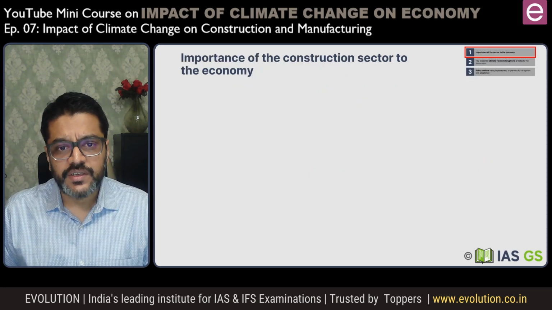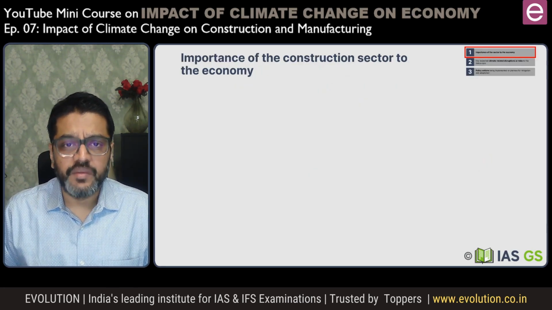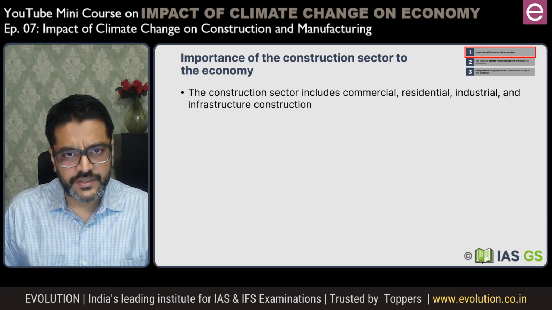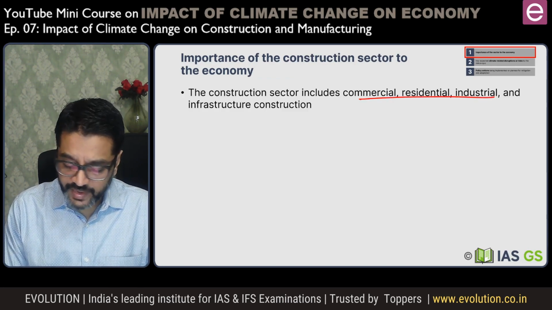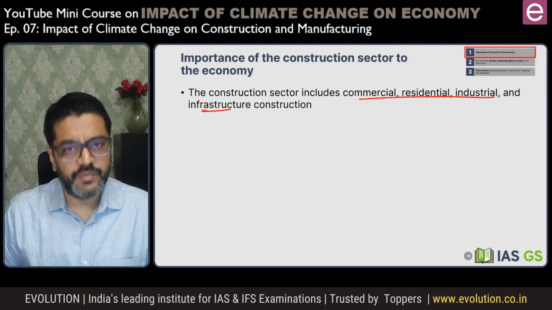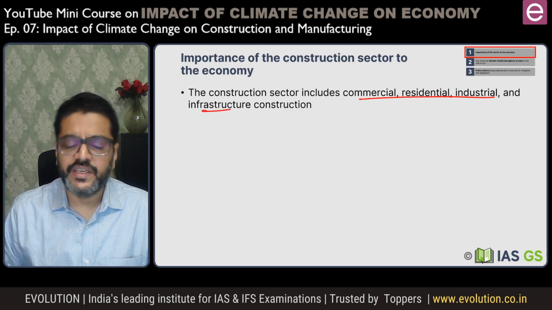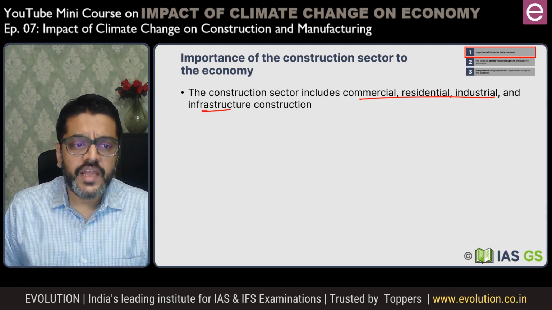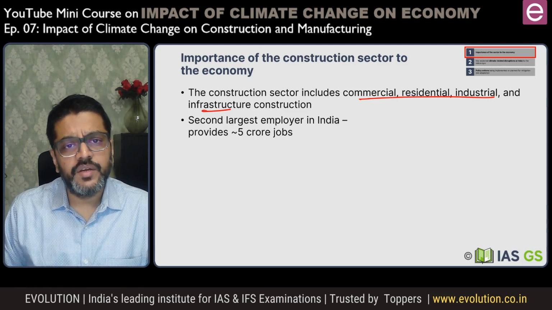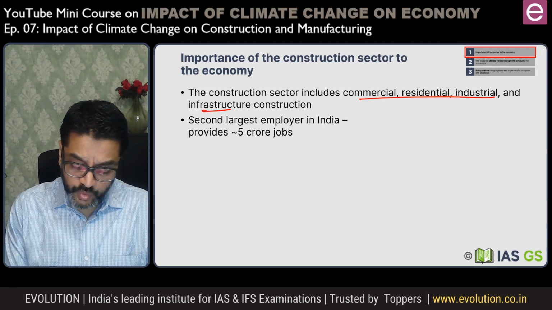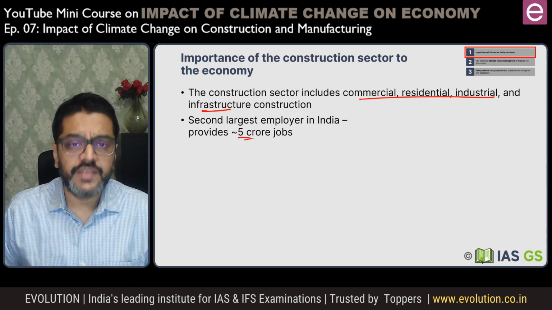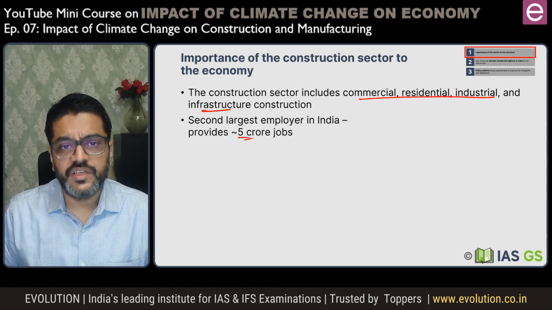So let us first understand why or in what way the construction sector is important to the economy. So first of all, what do we mean when we say the construction sector? This means 4 basic types of construction are included: commercial construction, residential construction, industrial construction, and any type of infrastructure construction, right? Now this sector is the second largest source of employment. It employs more than 5 crore people in the country, right? After agriculture, it is the second largest source of employment generation for the economy.